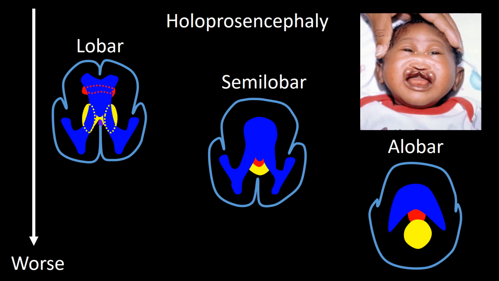The photograph just added belongs to a patient with alobar holoprosencephaly. These facial characteristics are microcephaly, hypotelorism, nose with one hole, and cleft lip and palate.